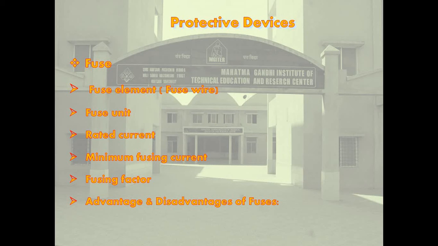Fusing factor depends upon the ratio of the minimum fusing current to the rated current of the fuse element. The fusing factor is always greater than unity. For a semi-closed or rewirable fuse, which has copper wire as the fuse element, the fusing factor is equal to 1.9 to 2.0. For a standard duty cartridge fuse, the fusing factor is equal to 1.45.